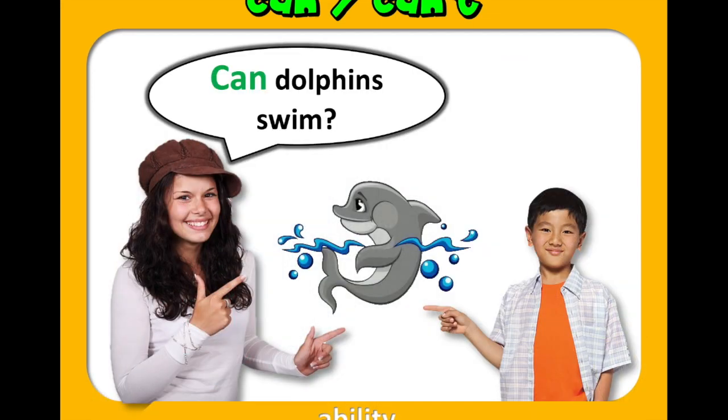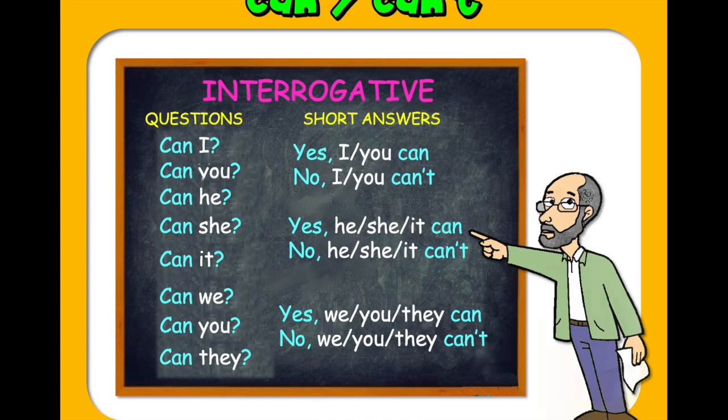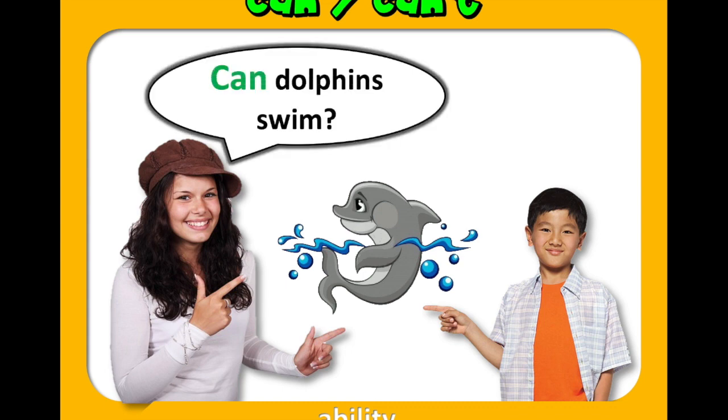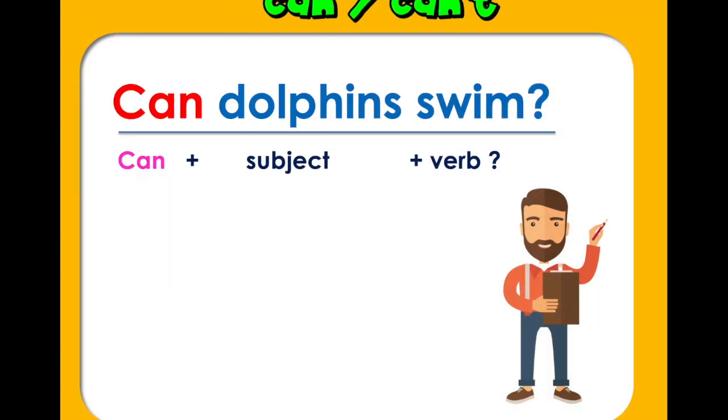Alright, let's do some practice. Alright, let's see some examples. Can dolphins swim? Yes, they can. This is the structure. First we have can, then we have the subject, dolphins, and then the verb, swim, followed by the question mark. Can dolphins swim?